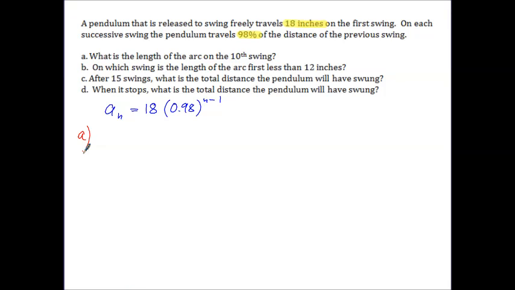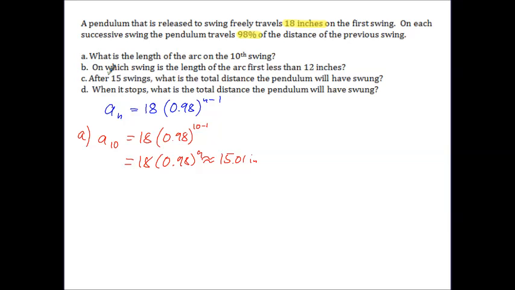What is the length of the arc on the 10th swing? Alright, so we're looking for a sub 10. Let's plug that in. We got a sub 10 is equal to 18 times 0.98 to the power of 10 minus 1. 18 times 0.98 to the power of 9, and that is approximately, using your calculator, 15.01 inches.